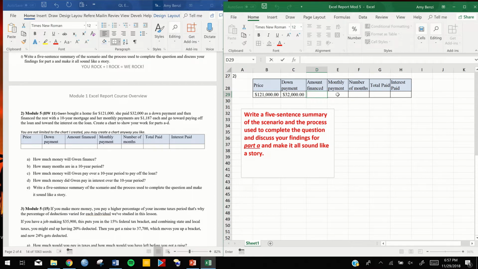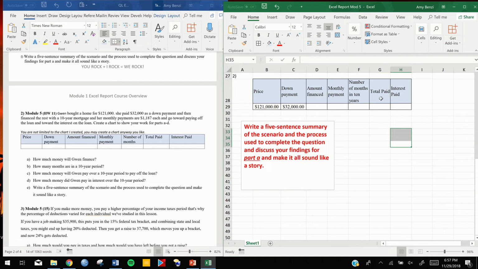You're going to put in your monthly payments. You're going to use the number of months in 10 years. Should I write all that? The number of months in 10 years. And then the interest, the total that she paid, and the interest. And if you don't know how to do this, go to homework number 11.